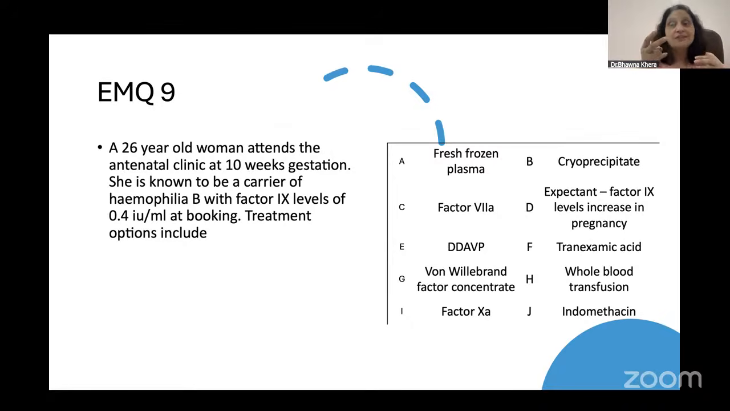But here the question just asked you two things, right? One thing is at what level we should supplement. So here it is 0.4. So definitely we need to supplement. Now what to supplement? We need the factor 9 to supplement, but factor 9 they haven't given in the options. So they have given you the tranexamic acid, and that is why the tranexamic acid is the correct answer here.